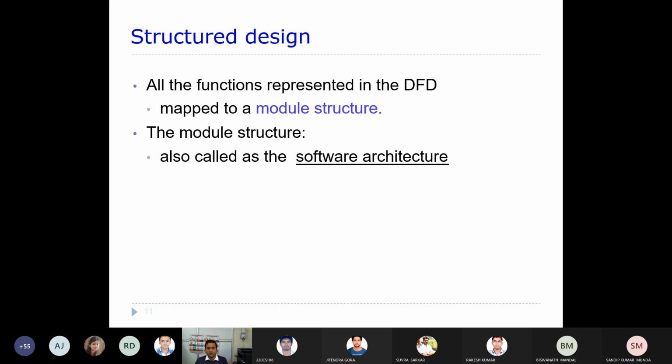We'll talk about the DFD soon after these basic slides. All the functions represented in the DFD map to a module structure. Once you have created the DFD from the textual description of your problem, these functions will be mapped to a module structure. That is what we call software architecture. We have already discussed this, where a certain number of modules are defined.